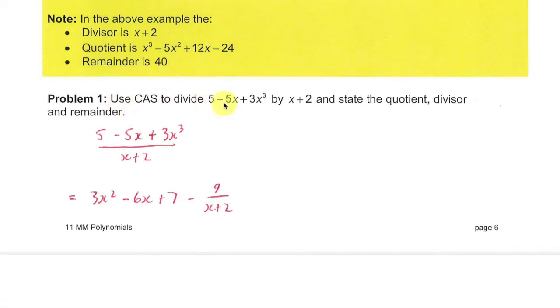Use CAS to divide that by this divisor and state the quotient, divisor and remainder. So here I've got the expression, the cubic up the top, there's the divisor, and so what we'd end up with is the quotient should be 3x squared take 6x plus 7. The remainder is 9 and the divisor is x plus 2.